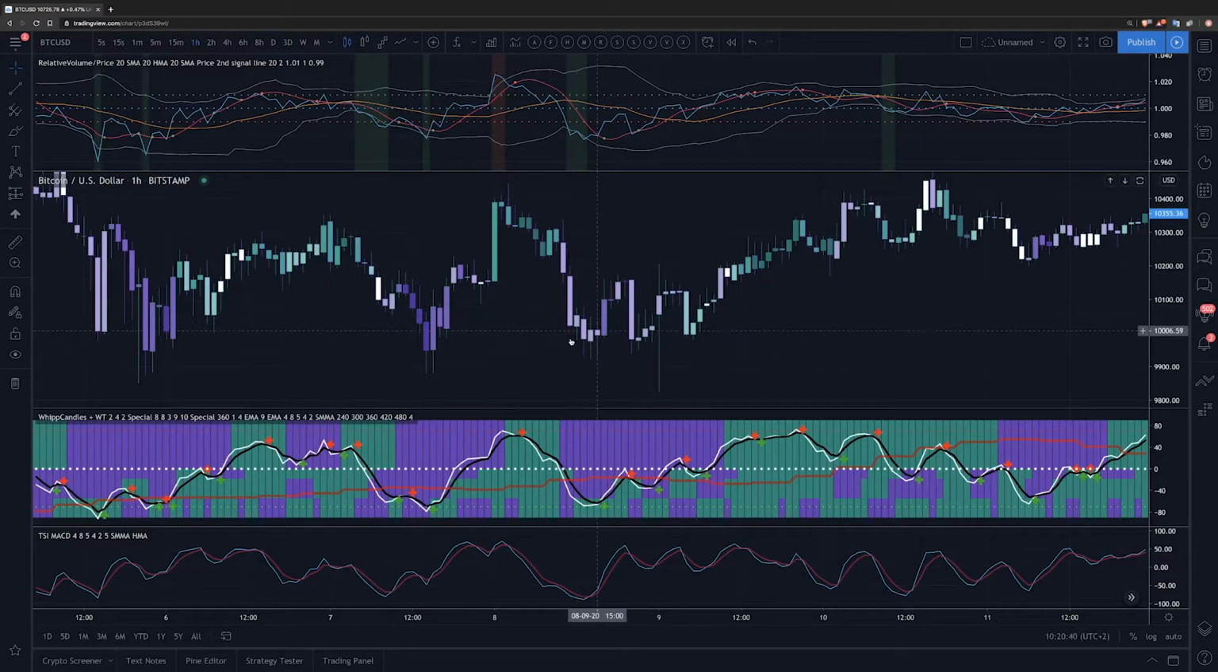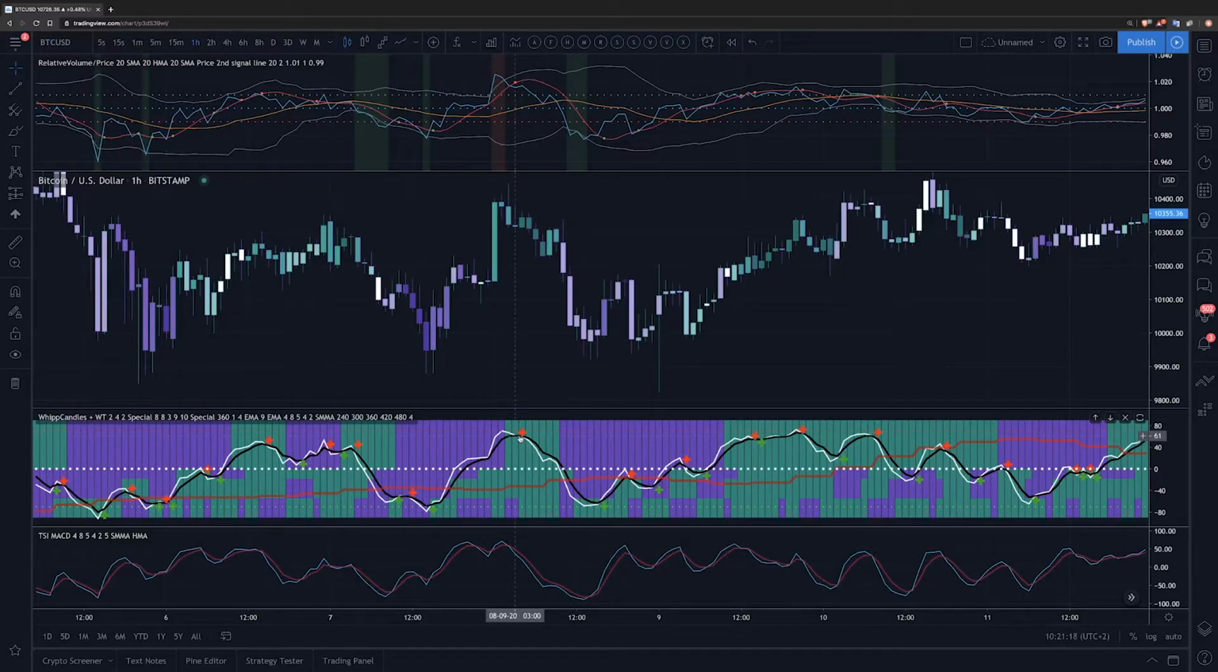We have the chart, which has whip candles overlaid over the existing normal Japanese candles. On whip candles at the bottom panel, we have the existing whip candles panel, and with the latest addition, we've added whip trend as an overlay on top. And then at the bottom, we have TSI MACD, which is set on 48542. And I will show you why we have that in a moment.